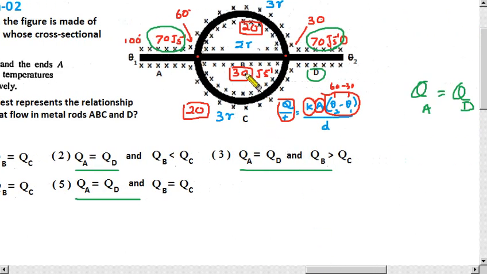Now, QB is greater than QC. QB is 30, QC is 20, so QB is greater than, not equal. So this one is wrong. In this answer they say it is equal, B and C, can't. B is less than C, so this one also wrong. B is greater than C, correct, yes, this one is correct. So the answer is the third one.